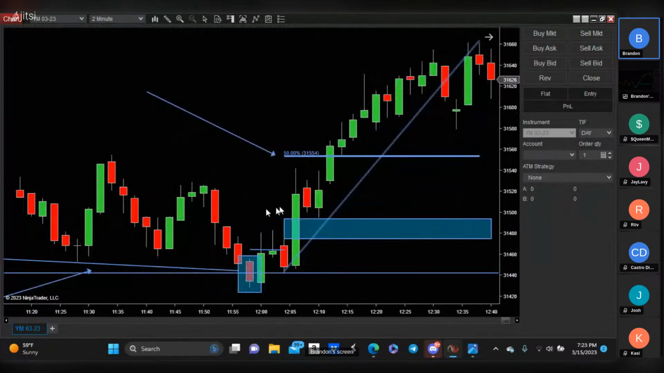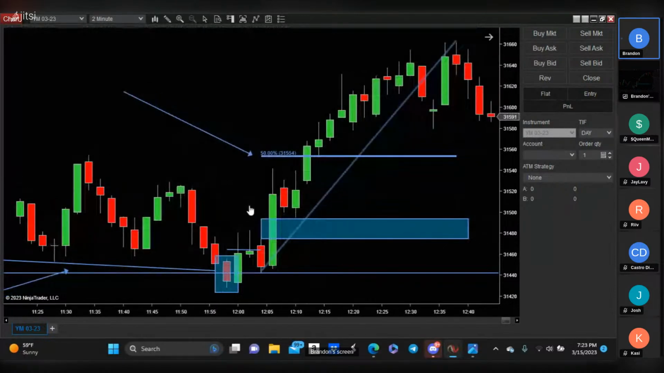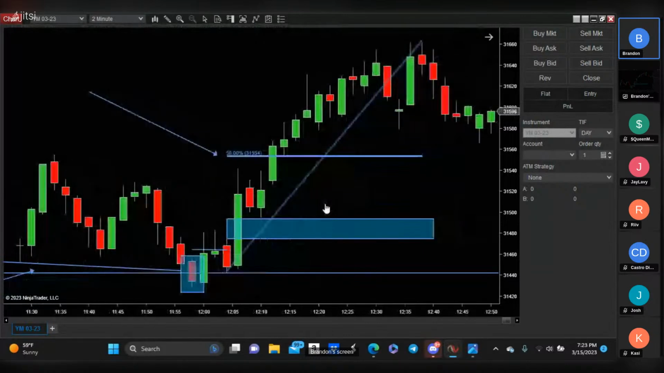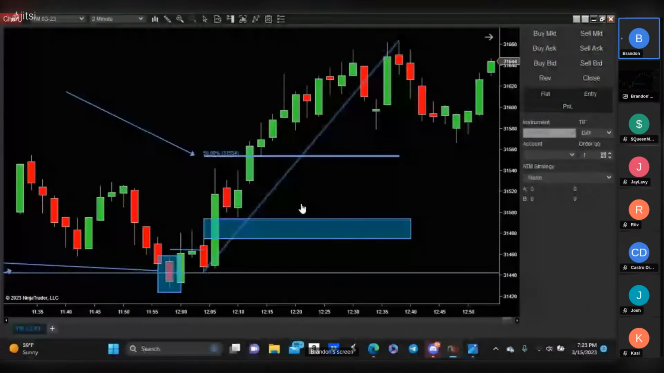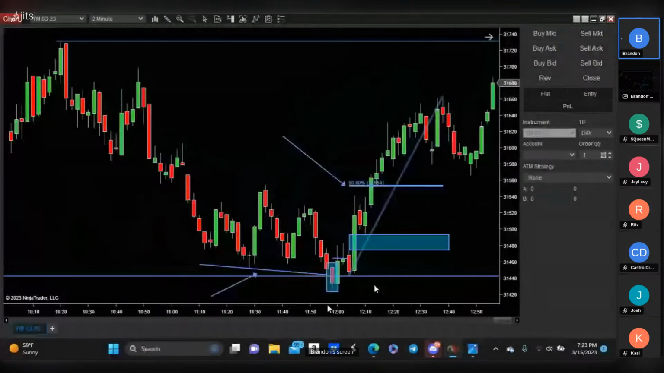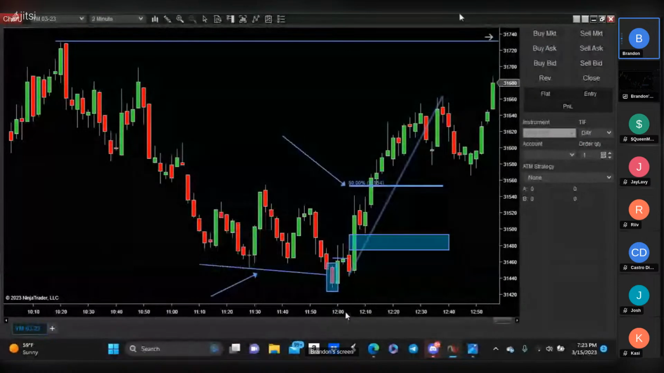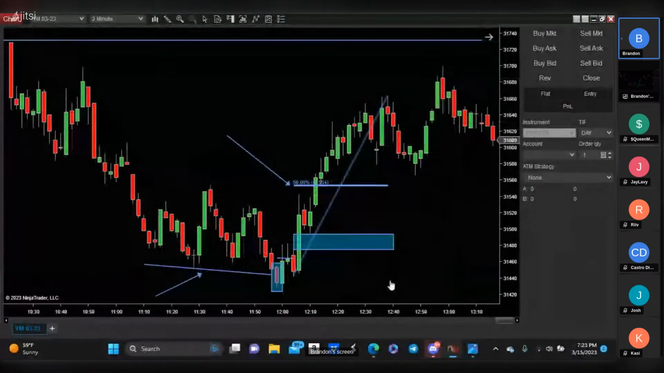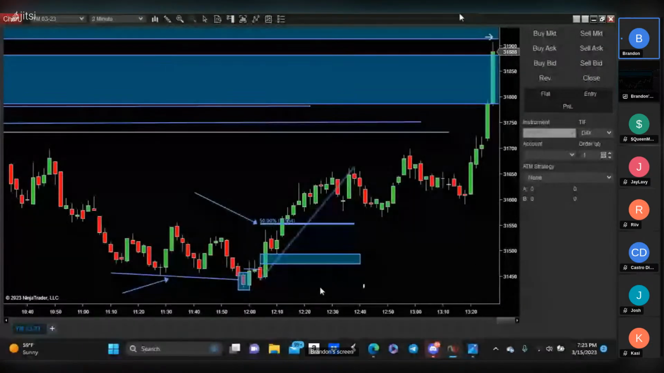And then, you know, I thought it was gonna break down and come back, but it just kept shooting on up. I was like, God damn, okay. So that was the play. That was the buy for the day. And I've been waiting on it. And then just, nice sniper entry.